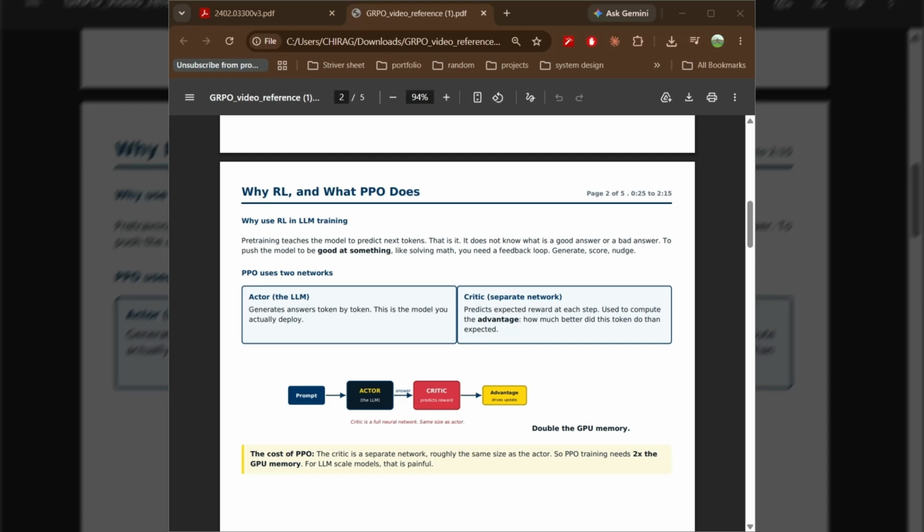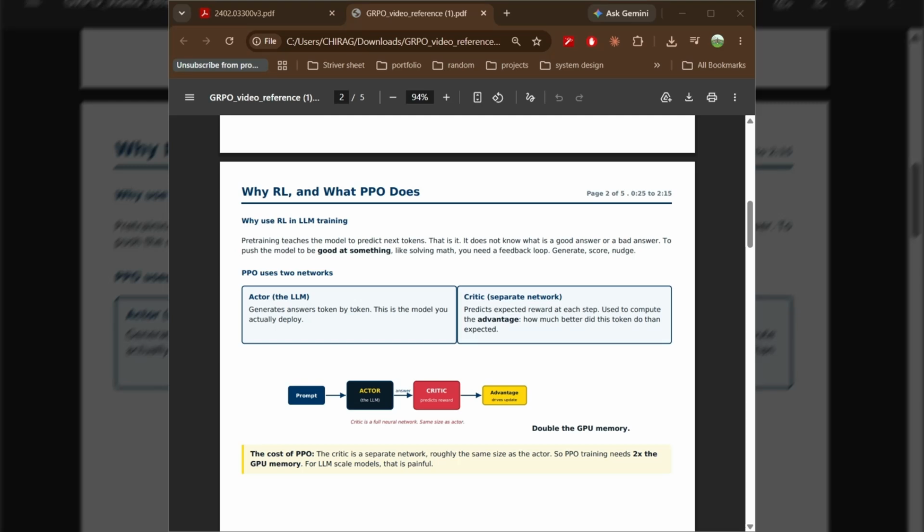So why reinforcement learning for LLMs? Without RL, a model just generates tokens. It doesn't know what a good answer is. To steer the model towards the correct path, we use math, coding, and reasoning as feedback. The loop is simple: the model generates an answer, we score the answer, then we update the model to produce more good answers. This is RL in simple terms.